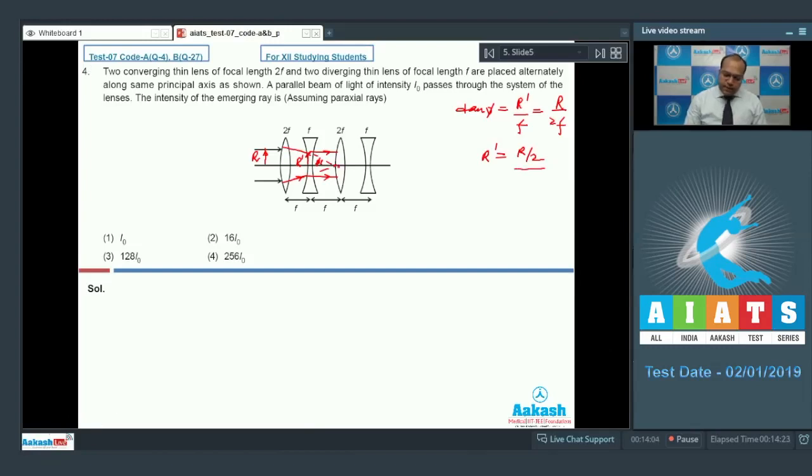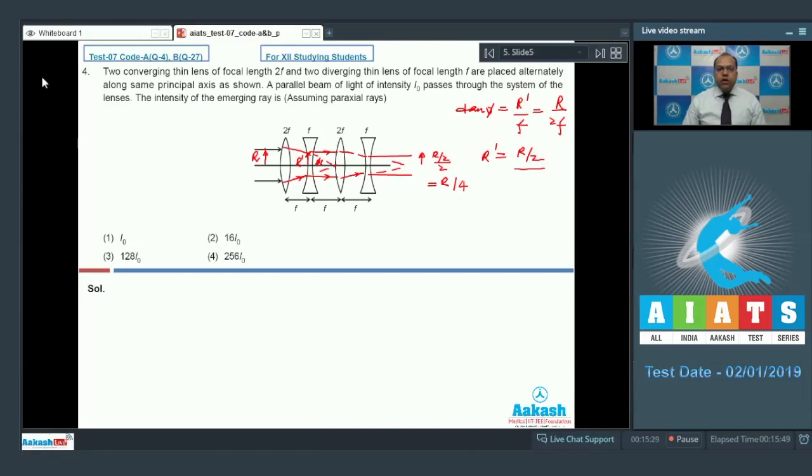Now the same exercise will repeat again. These rays are going to focus at this point, and again they become parallel. So effectively, the radius of the emerging rays is r by 2 by 2, that is equal to r by 4.